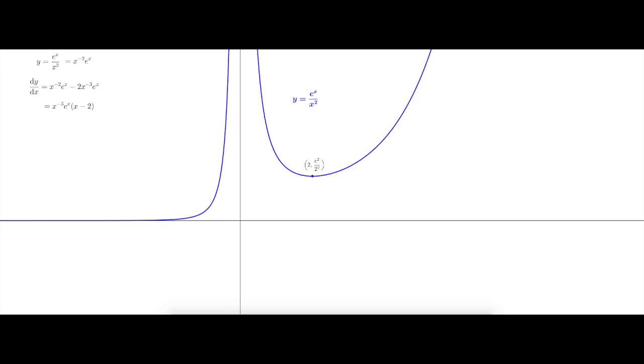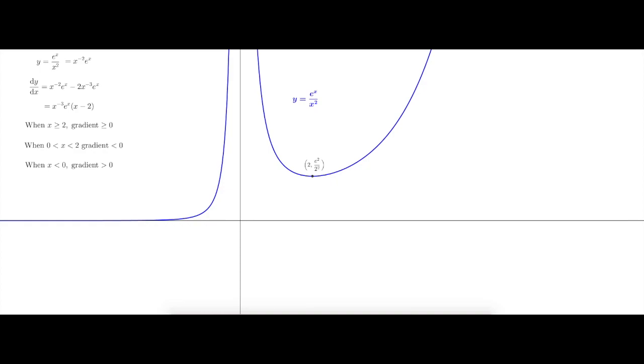But there's also another difference, which is that when x is less than 0, y is now positive, and dy by dx is also positive. And just by looking at those formulas, we can see pretty easily why that is. So when x is greater than or equal to 2, the gradient is greater than or equal to 0. When it's between 0 and 2, it's less than 0 for obvious reasons. And when it's less than 0, the gradient is positive.